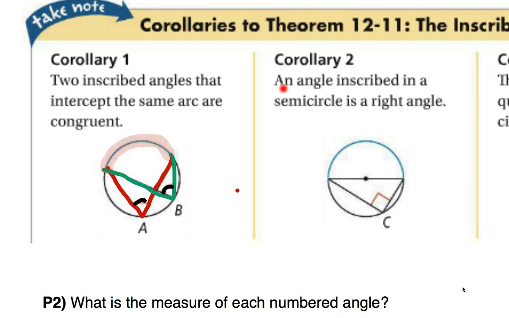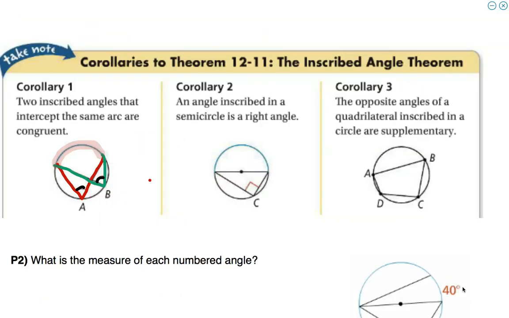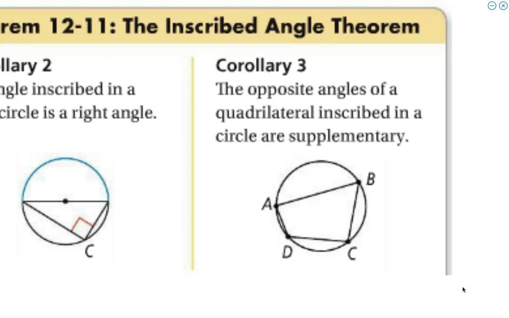Corollary 2, an angle inscribed in a semicircle, just like above, is a right angle, which creates a right triangle, which here comes the Pythagorean theorem. Not too much to annotate over for number 2 there. Corollary 3, the opposite angles of a quadrilateral inscribed in a circle are supplementary.